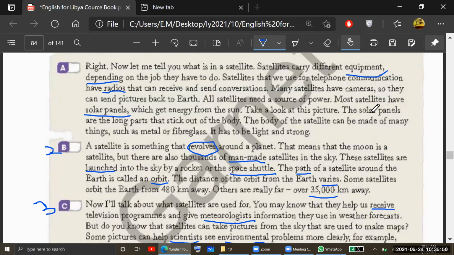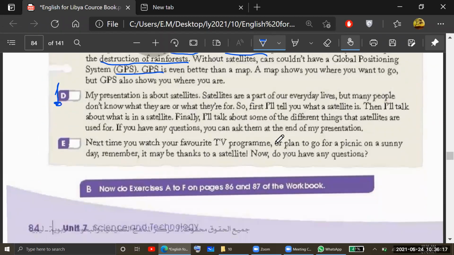Look at this picture. The solar panels are the long parts that stick out of the body. The body of the satellite can be made of many things, such as metal, معدن, or fiberglass, ألياف زجاجية. It has to be light and strong. لازم يكون قوي ومتين, خفيف ومتين. So the last one is E. Next time you watch your favorite TV program or plan to go for a picnic on a sunny day, remember it may be thanks to a satellite. Now, do you have any questions?